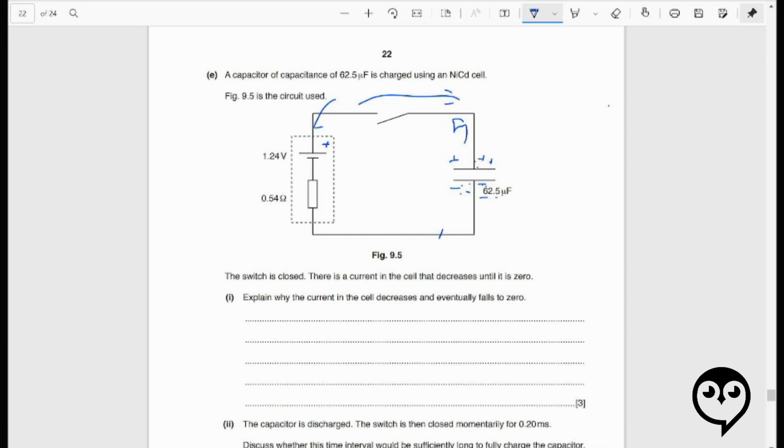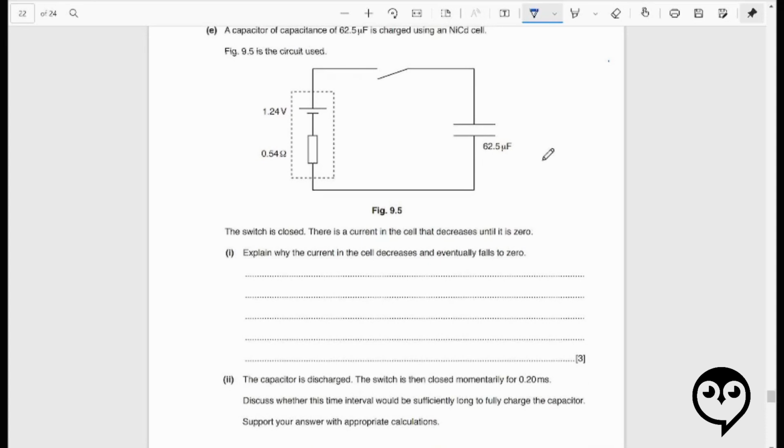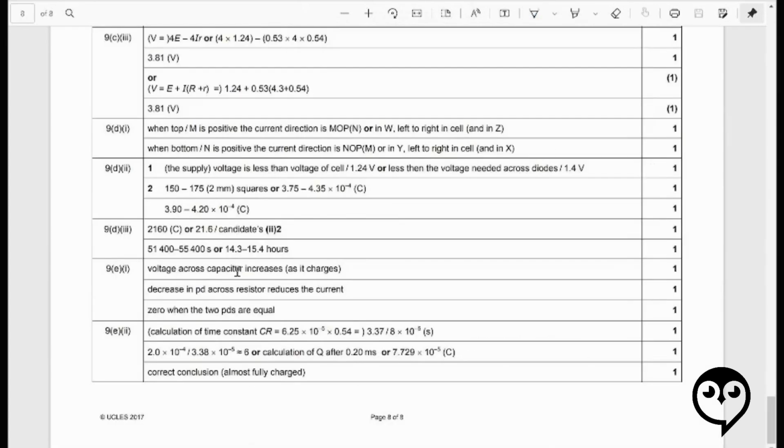Okay, that's basically it. So for 3 marks, when the capacitor is fully charged, current stops. Why is this? Well, because electrons aren't going to move anymore. We can see what they say about that. Let's have a look. So part E, voltage across the capacitor increases. Okay, I didn't mention that, but that's true.